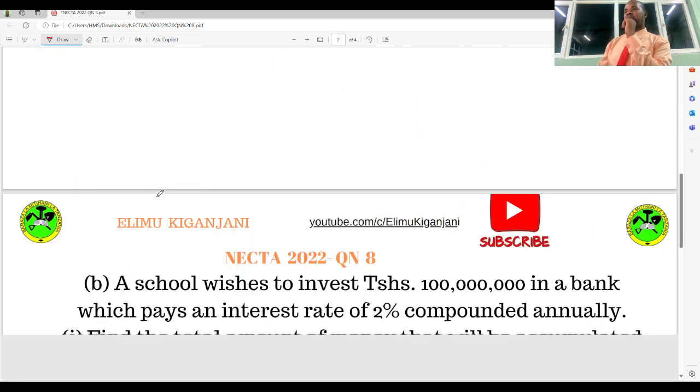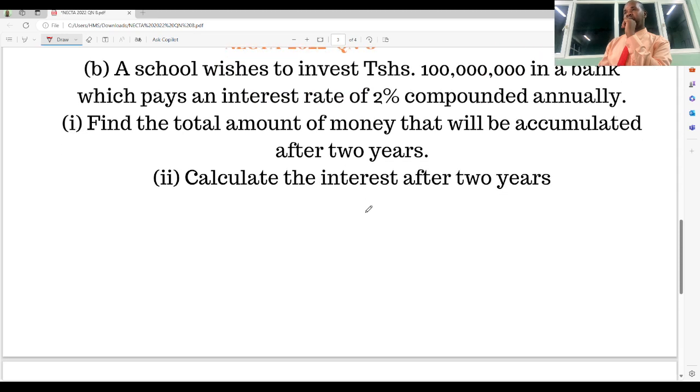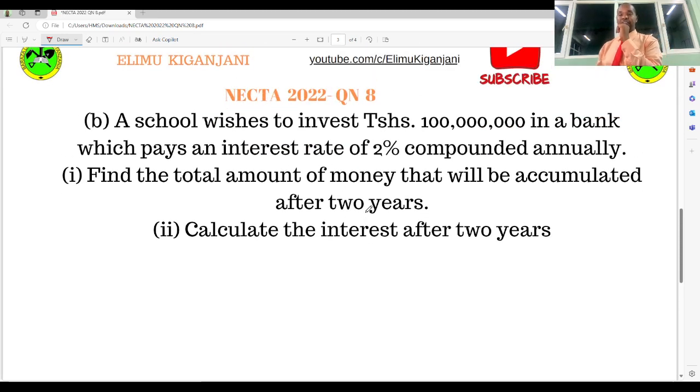We are going to jump now to 8b. With 8b, we were given a compound interest question, the same topic, the topic of sequence and series. A school wishes to invest 100 million shillings in a bank which pays an interest rate of 2% compounded annually. Find the total amount of money that will be accumulated after 2 years.